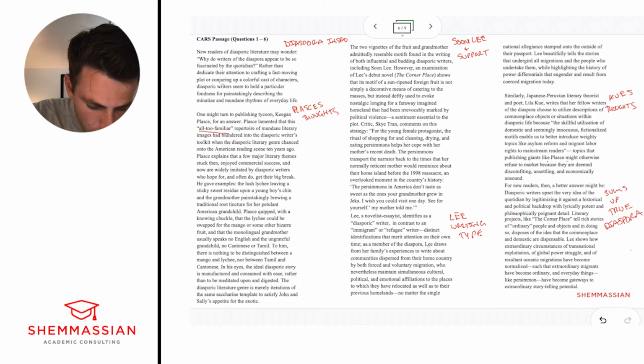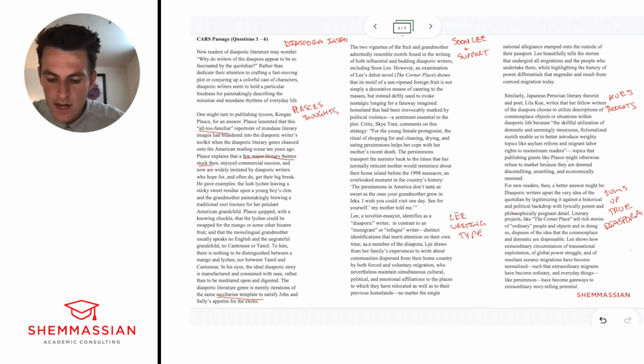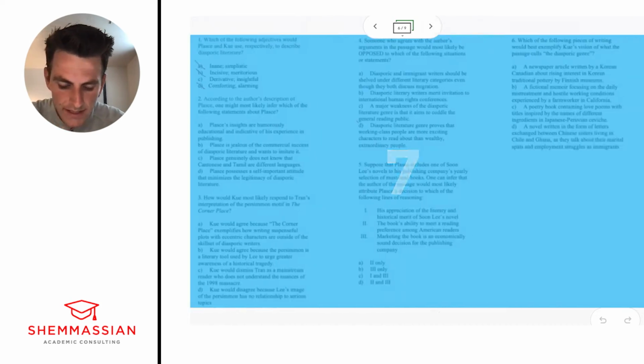There's also a few major literary themes stuck. That could be kind of like a derivative thing. Okay, and then down here at the bottom, it's just a saccharine template. Like if you're using a template, whatever you've written is derivative of something else. So I like that. And then what was the other word? Insightful.